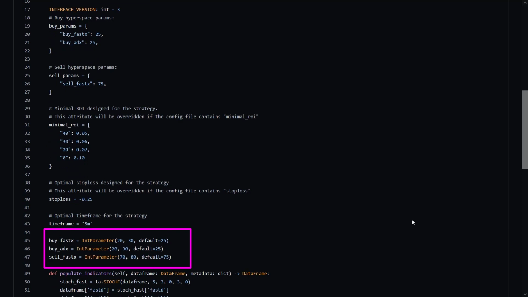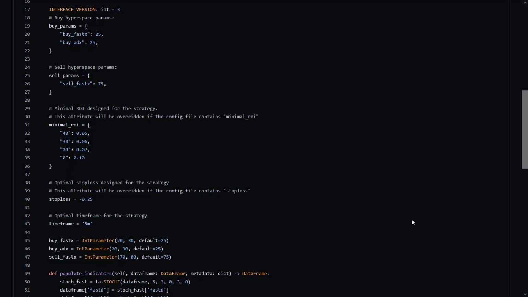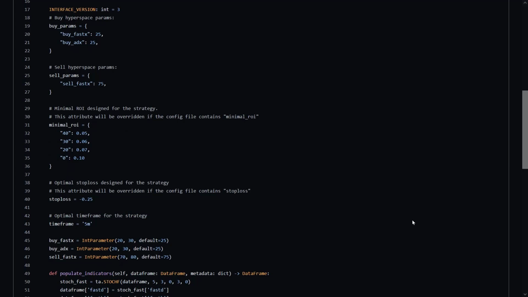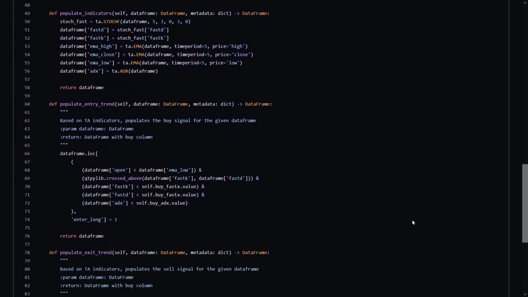Then the obligatory settings for each strategy. Each strategy has its own ROI settings where profit is taken when a specific percentage is reached after a set amount of time. Also, the stop loss is set, and the time frame where the strategy is built for is determined over here. My experience until now is that a strategy can sometimes perform better on other time frames. So let's find this out later if it's also the case over here.